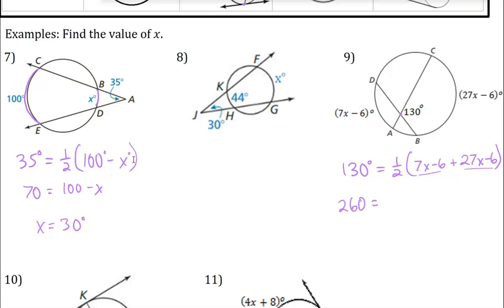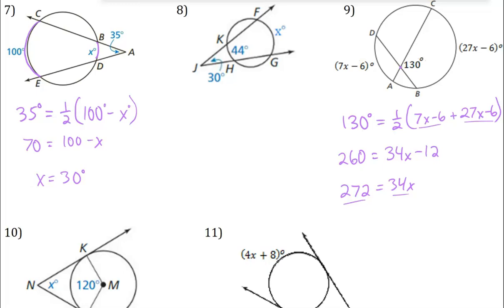So 260 equals, and then let's combine like terms, so we have 34x minus 12. Add 12, we get 272 equals 34x. And then I'm dividing by 34. I don't know 272 divided by 34 off the top of my head. I do know 8 times 30 would be 240, so I'm going to try 8. Let's just check. 8 times 34 would be 240 plus 32. Okay, found it. So x is equal to 8.